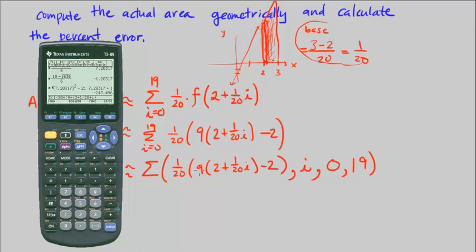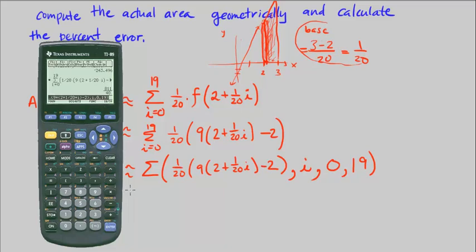Close parentheses, minus 2, close parentheses. Okay? So that is going to be our expression. Comma, now, I, so again, alpha 9, comma, 0, comma, 19, close parentheses. Okay, enter.